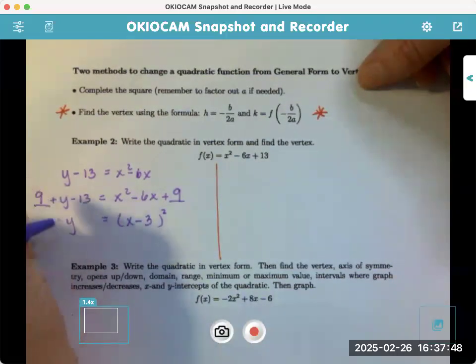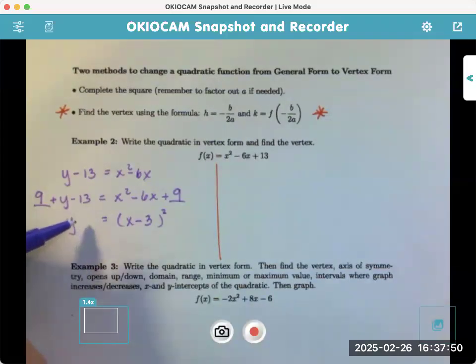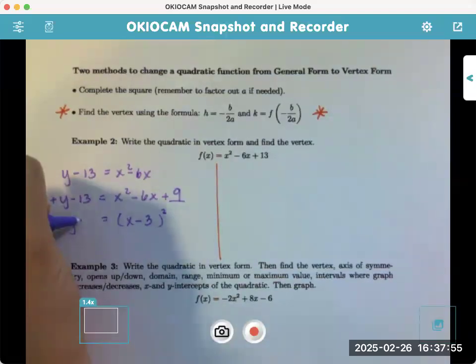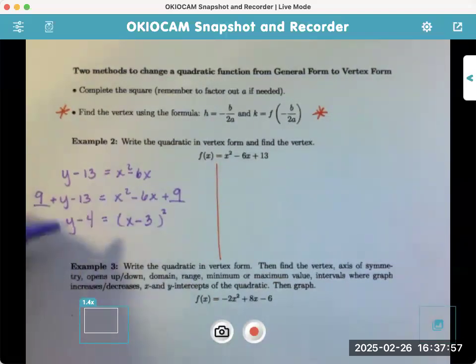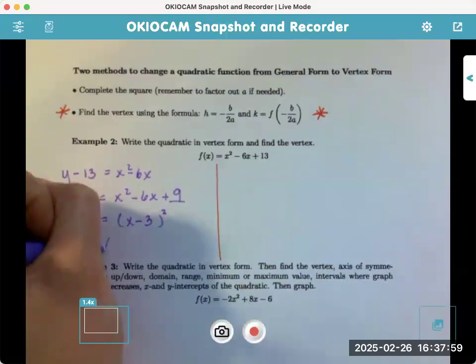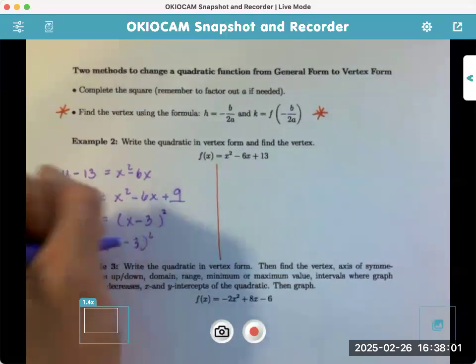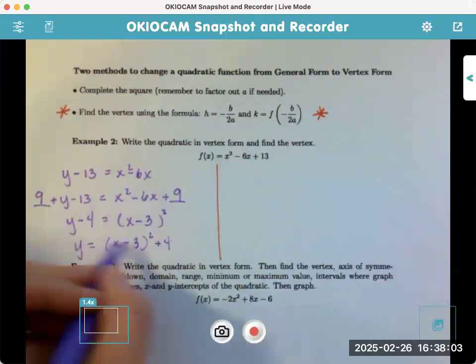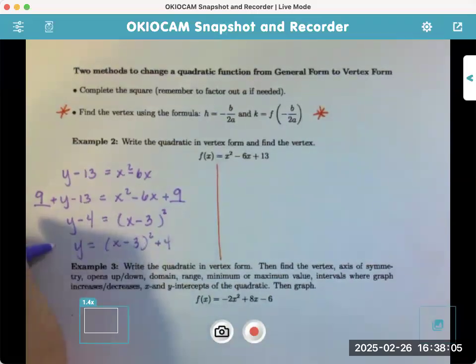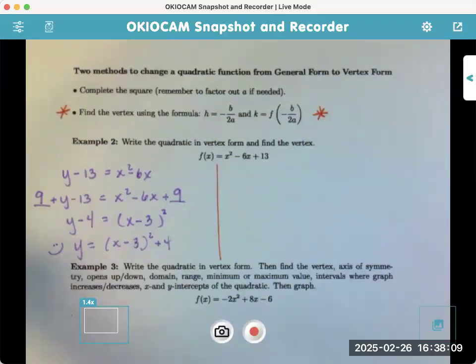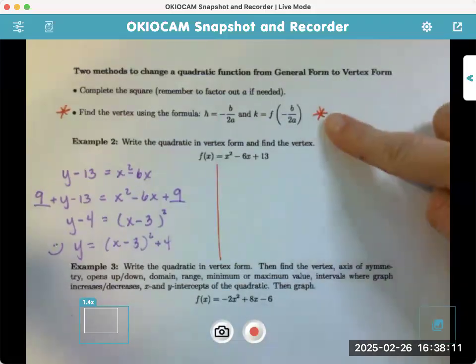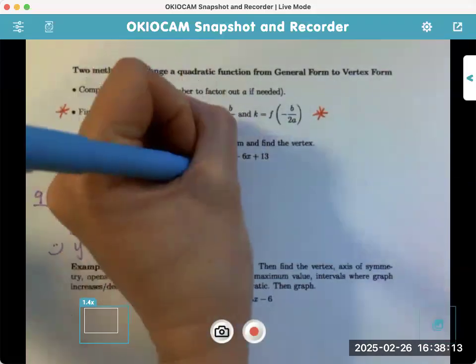So now y over here, let's see, -13 plus 9 is what, -4? That sounds right. Let's go with that. So y equals x minus 3 squared plus 4, because now we're adding the 4 over. That's vertex form. Yay.